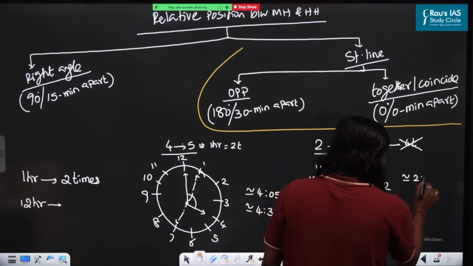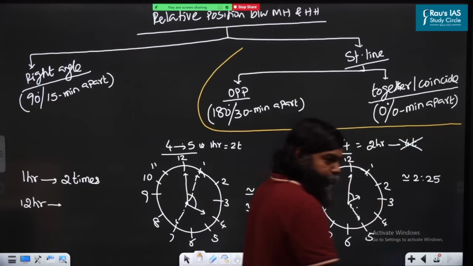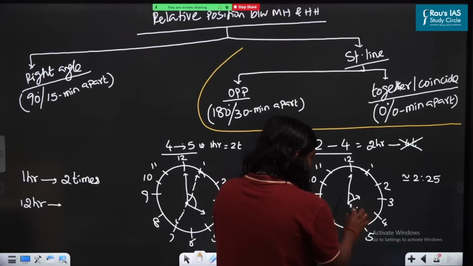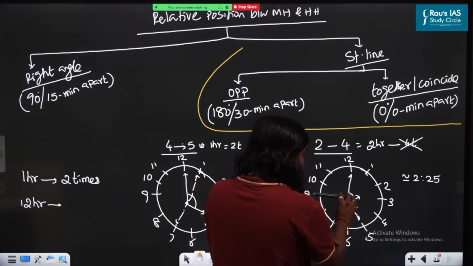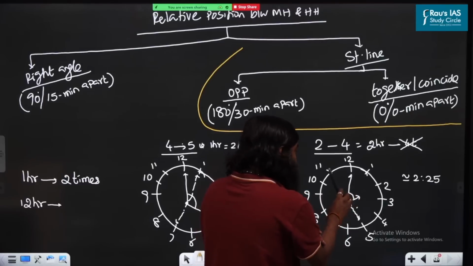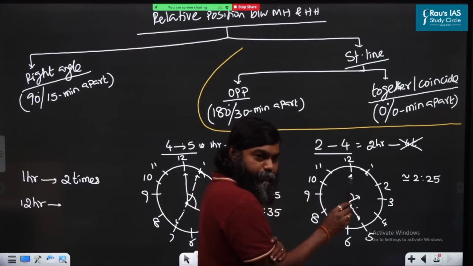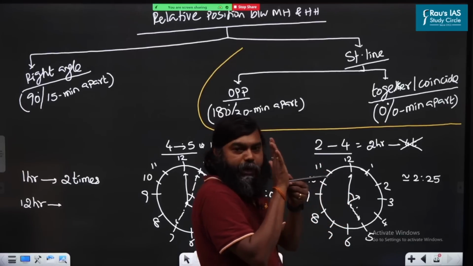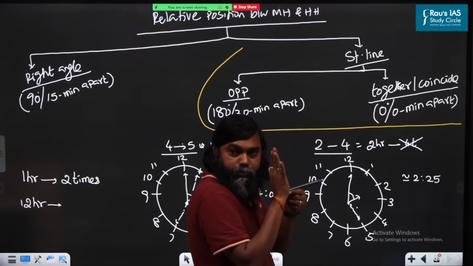Approximately 2:25, one right angle position. Do you understand, boss? Then if the minute hand moves here, there is a 20-minute gap, 25, 30, 35, 40-minute gap, 45, 50, nothing will be there. If the minute hand reached here, what is the time now? 3 o'clock. Is 3 o'clock a 15-minute gap or not?